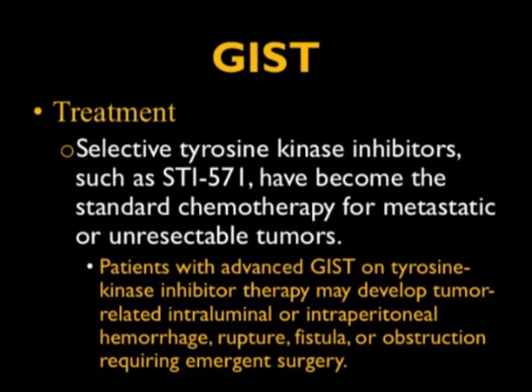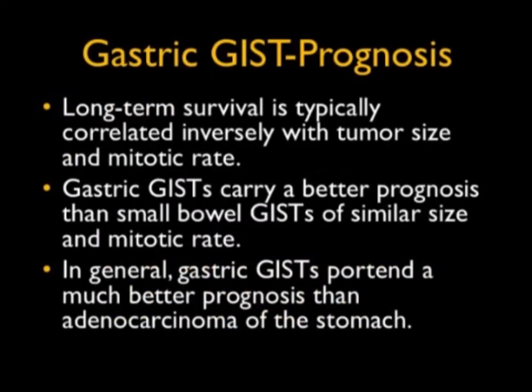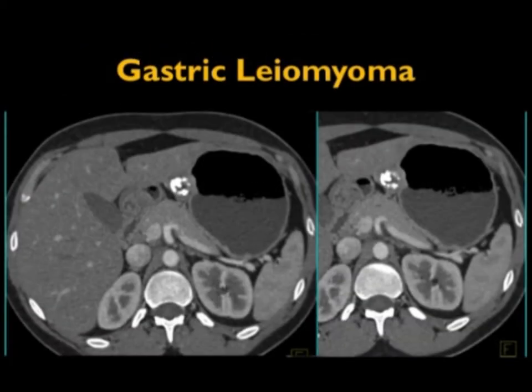So very, very important. With gastric GIST tumors, prognosis is correlated with tumor size and mitotic rate. Gastric GISTs carry a better prognosis than small bowel GISTs of similar size and mitotic rate. And in general, GISTs portend a better prognosis than adenocarcinoma. Gastric leiomyomas can calcify. GIST tumors occasionally can have calcifications, but in my experience it's pretty rare.